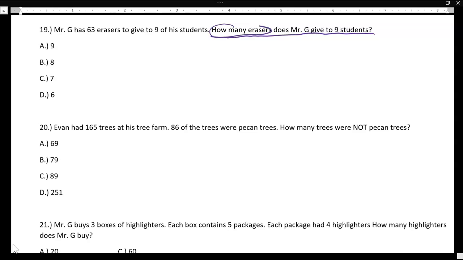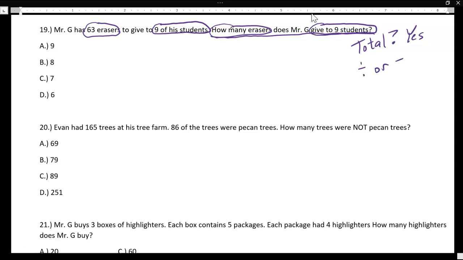How many erasers does Mr. G give to 9 students? Circle important information in the problem. Mr. G has 63 erasers to give to 9 of his students. Now, first thing we should do, we should ask ourselves: do we have a total? Yes. 63. So, we're going to divide or subtract. Good.